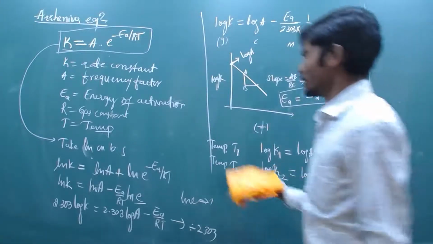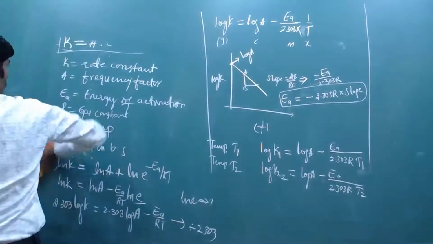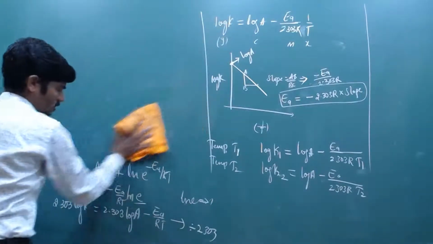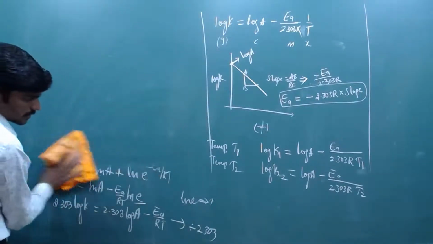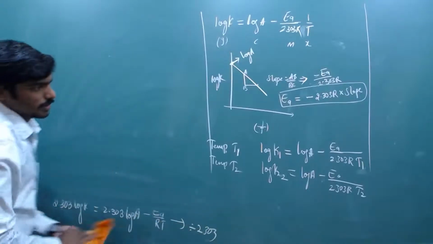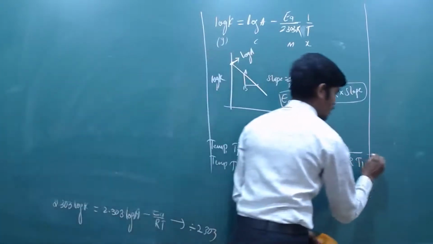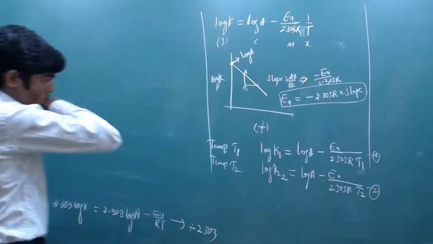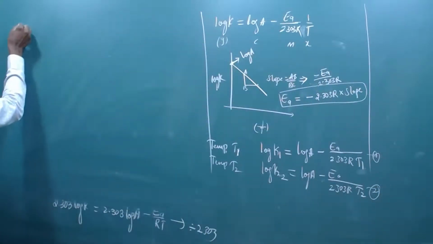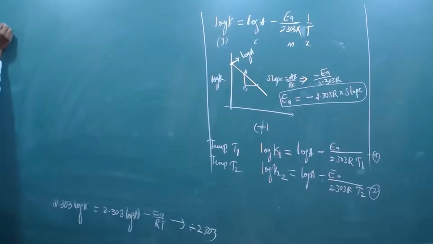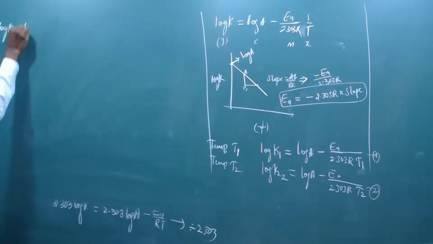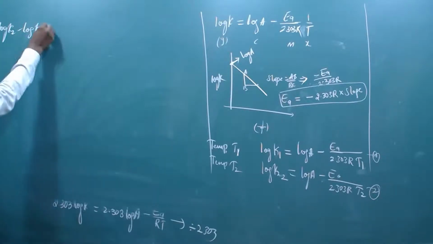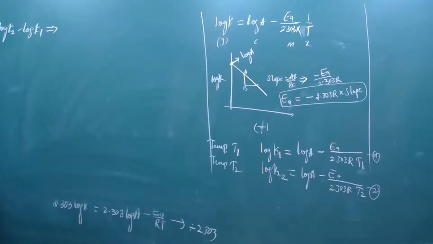Take the difference between these two terms. Take the difference between equation 1 and equation 2, log K1 and K2. The difference between log K1 and K2 is log K2 minus log K1, which gives log K2 minus log K1.